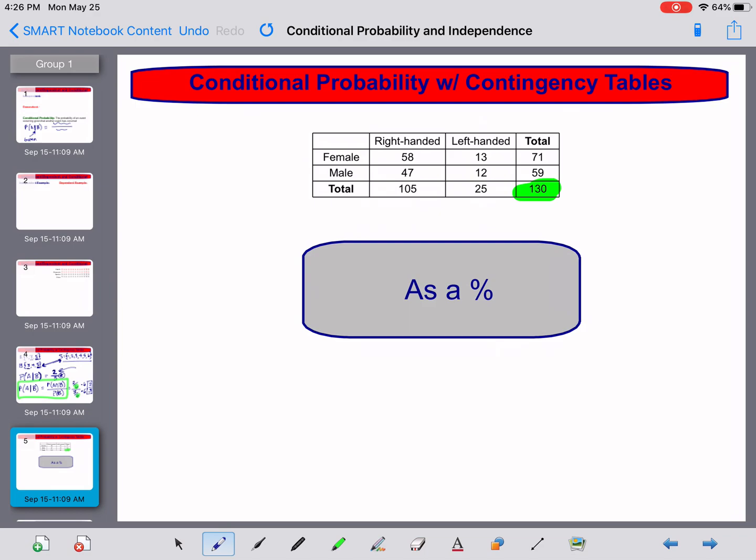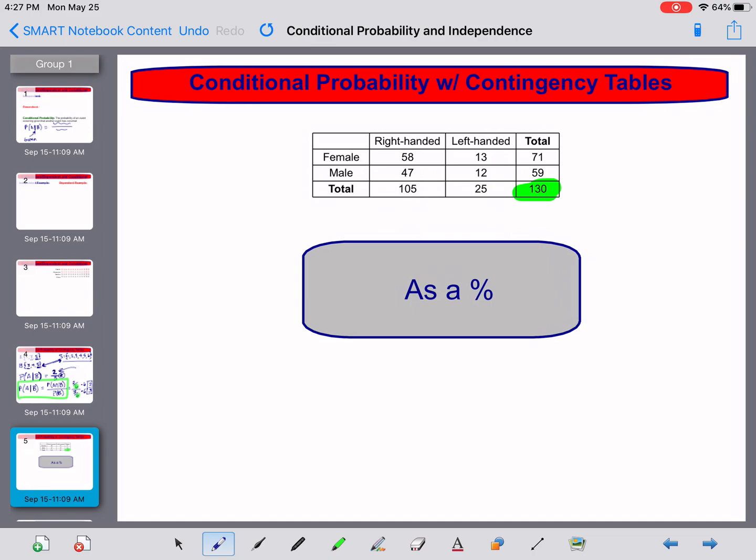Out of the total 130, here's the breakdown of males and females, right-handed, left-handed, so it just organizes your data a little more easily, and it gives you a chance to be able to find it. Okay, now there's a couple things that we can kind of think of. So if you want to note these, it's not that big a deal. We're just kind of exploring this.